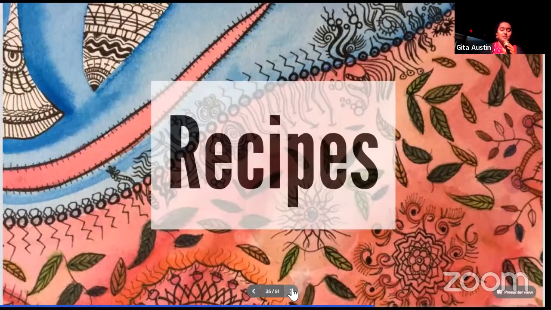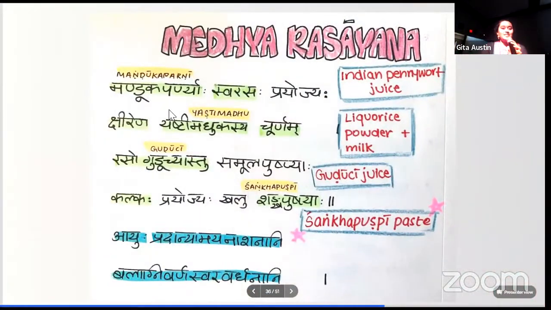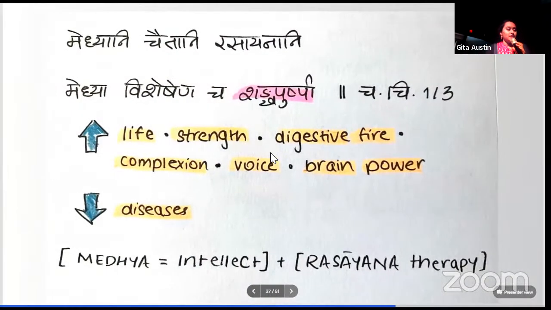And we have a few recipes which help improve cognition. This shloka, I won't read the shloka, but it says Manduka Parni Swarasa. So the juice of Manduka Parni. And then we have Yashti Madhu, the powder of that mixed with milk. And Guduchi including its root and flowers. And we have a special plant called Shanka Pushpi. And the paste of this plant is really good for improving cognition. Ayuf Pradhanyamayanajanani, Balagni Varna Swaravardhanani. These are all the benefits that you get from using this.